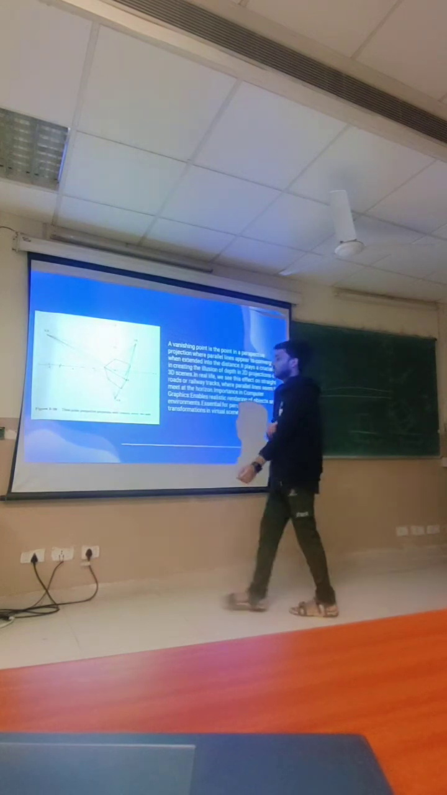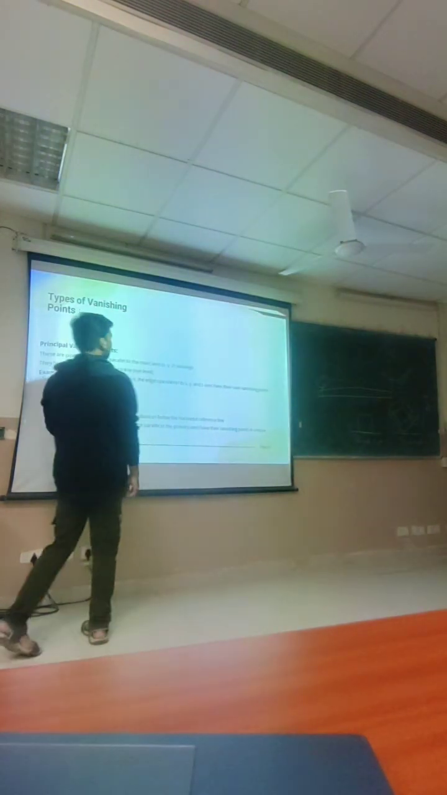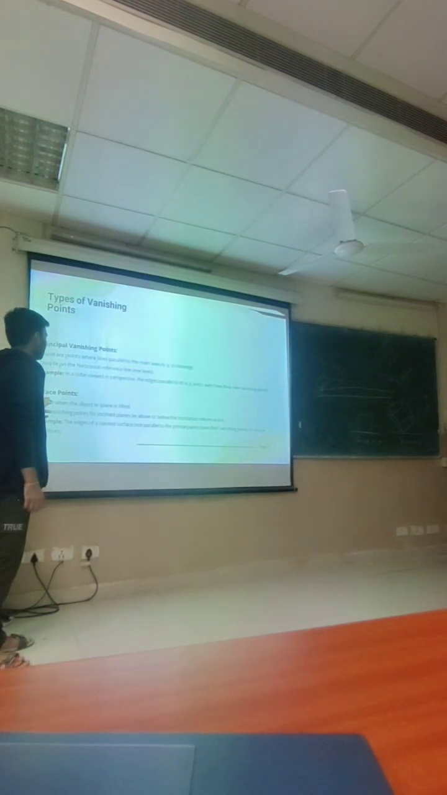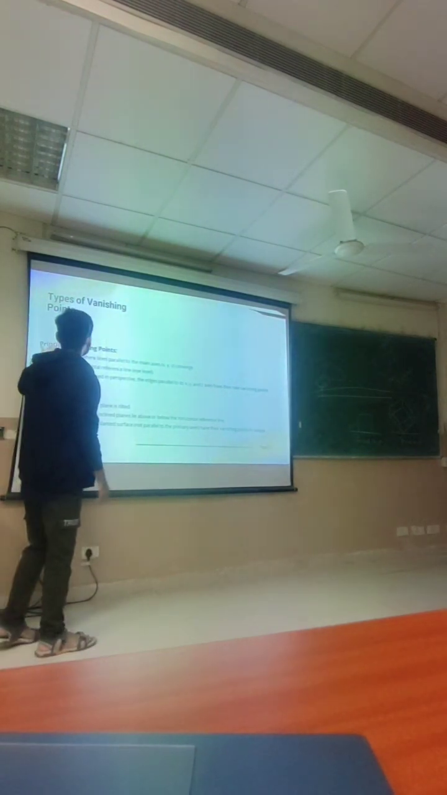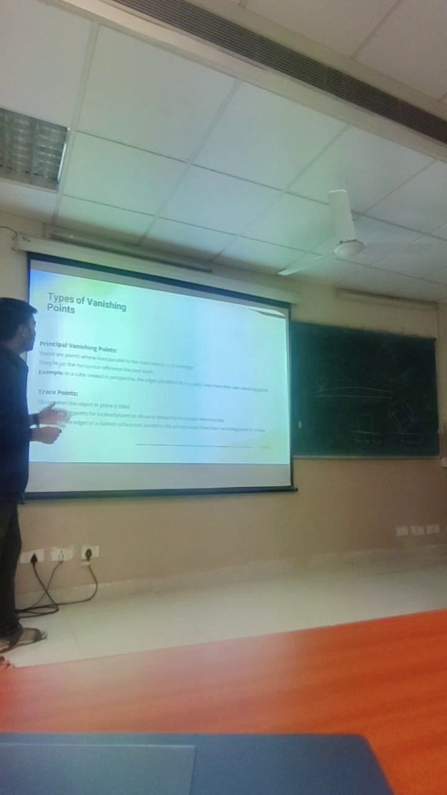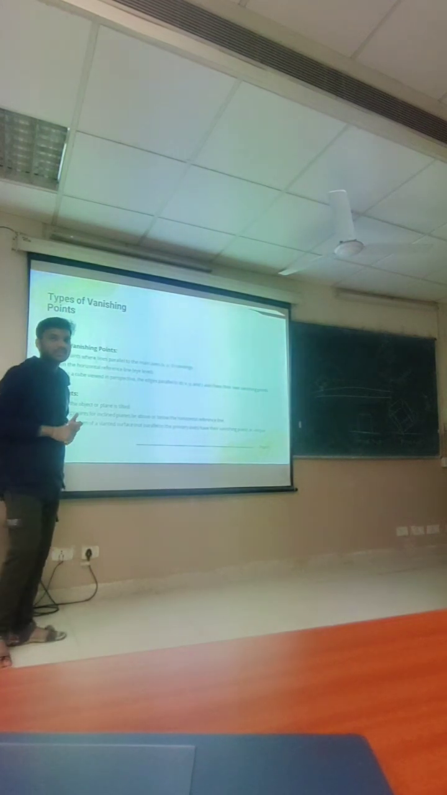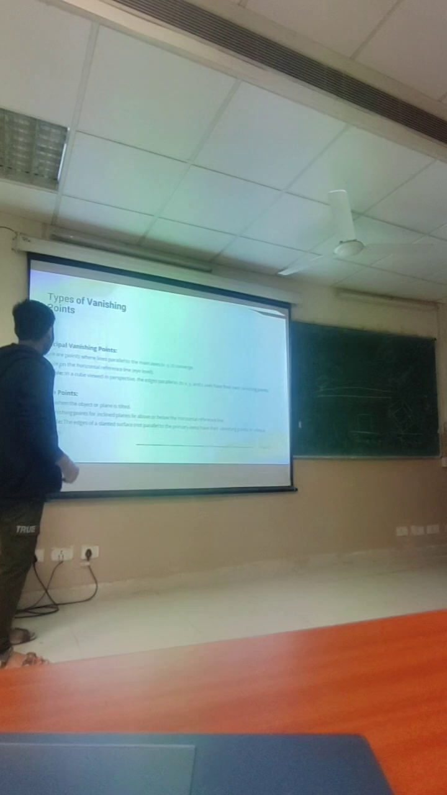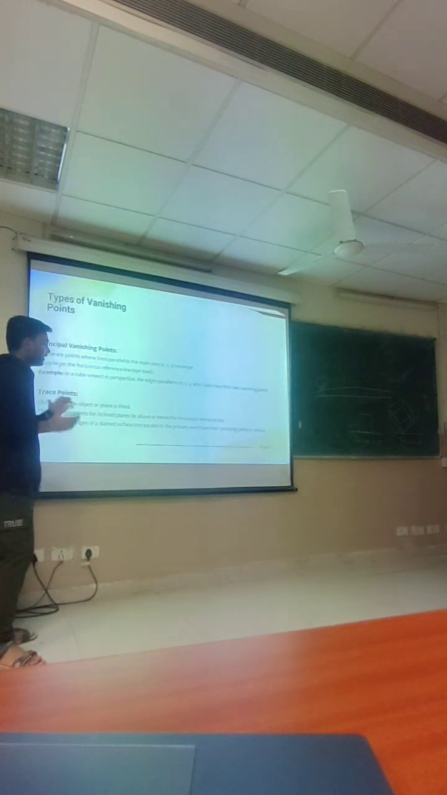That point is called the vanishing point, and it occurs on a plane called the perspective plane. There are two types of vanishing point. The first is the principal vanishing point, and the second is the trace vanishing point. A principal vanishing point occurs when the lines are parallel to the main axis. It means the object is parallel to the horizontal reference. And trace points occur when the object is tilted to the main axis.